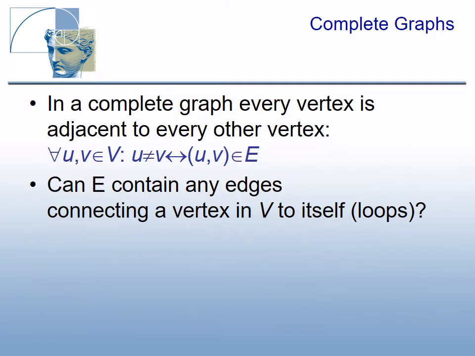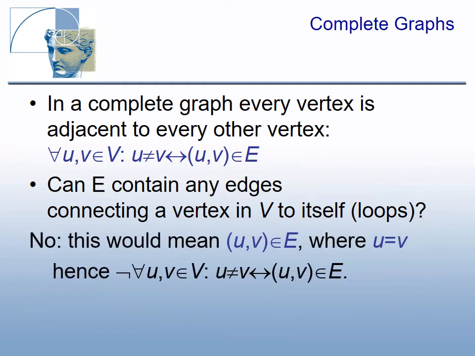You see the definition of a complete graph again. I'd like to ask you the question, can E contain any edges connecting a vertex in V to itself? Think about it for a few seconds. The answer is no, and the reason for this lies in the word other from the complete graph definition.